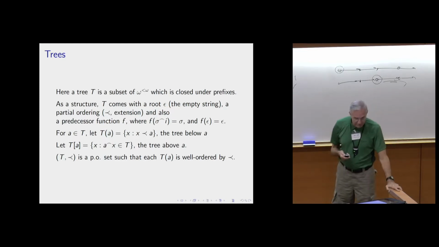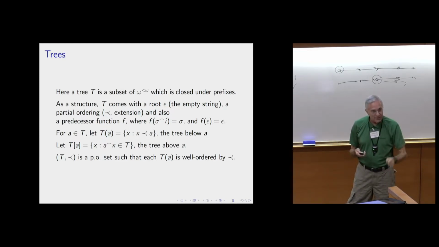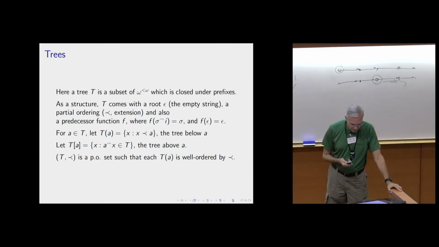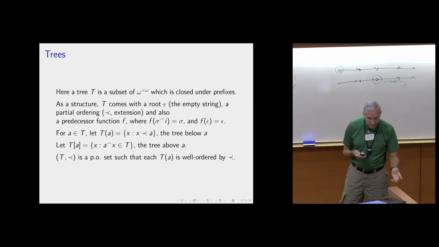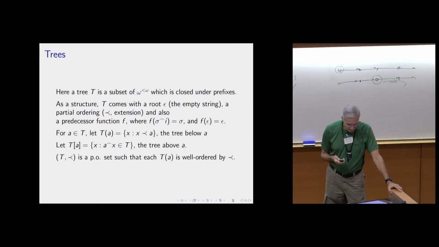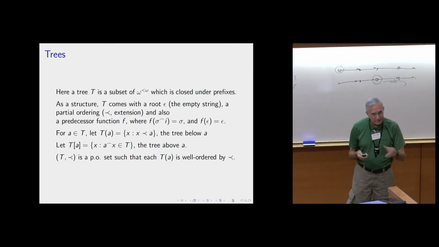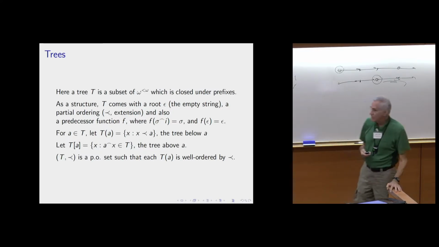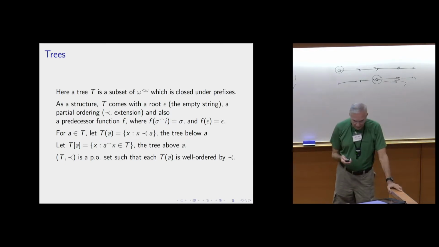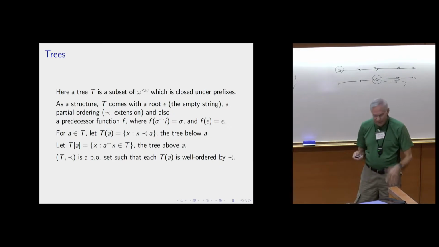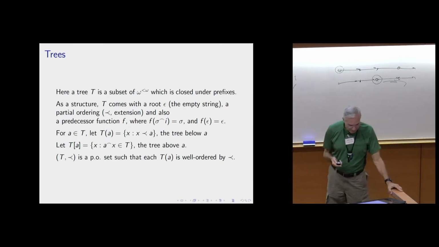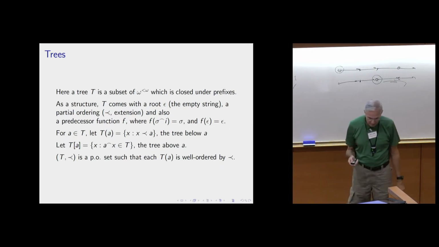Okay, so in either case, because the predecessor function is going downward in the tree, you'll have locally finite structures. And then we're interested in looking at the tree above a given node, and also the tree below a given node. So that's sort of two important concepts to think about. It's kind of trivial in the case of the partial ordering, but when you have the predecessor, it turns out to be quite interesting.